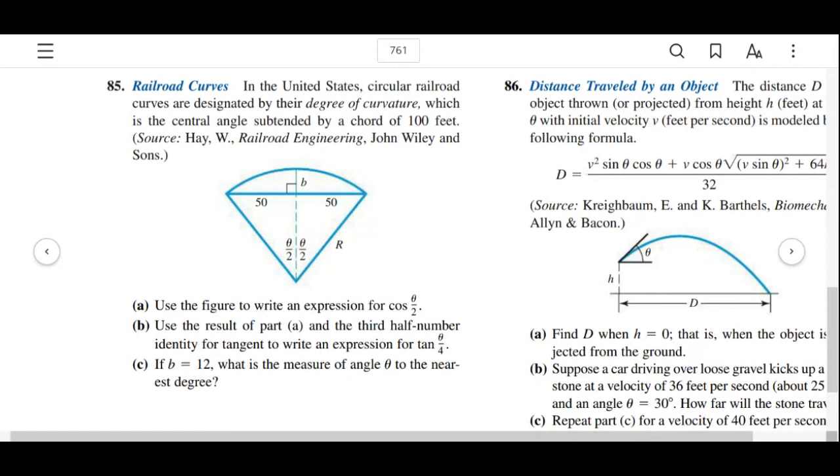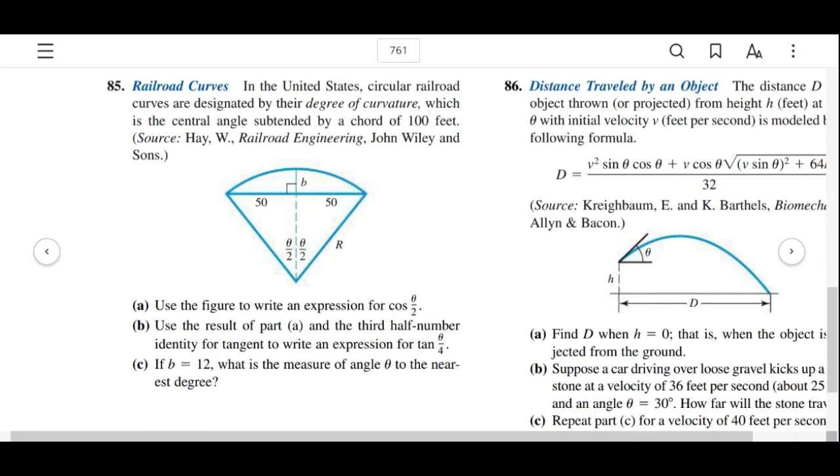So cosine is adjacent over what? Adjacent over hypotenuse, right? So if the angle is theta over 2 here, what is adjacent and what is hypotenuse? Okay, so the adjacent would be the striped line, right? And then the hypotenuse would be r in this case.